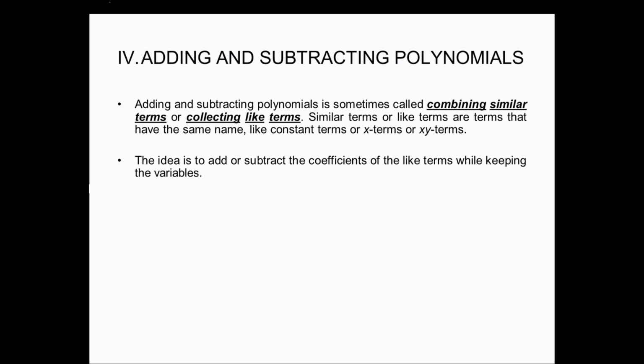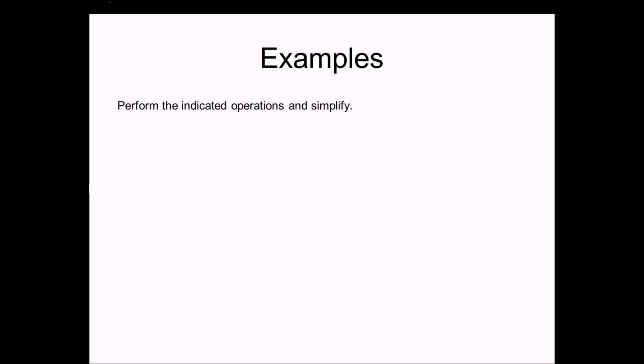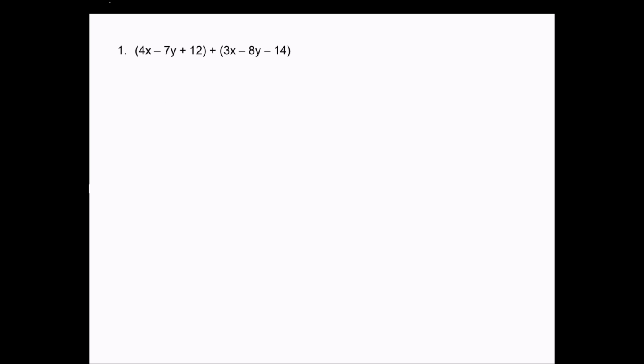It's kind of like in first grade when you're told you have 2 apples, Johnny gives you 3 apples, so you have 5 apples. In algebra, we would say 2a plus 3a is 5a. So some examples. Perform the indicated operations and simplify. Here's our first one. We've got 4x minus 7y plus 12 plus 3x minus 8y minus 14.